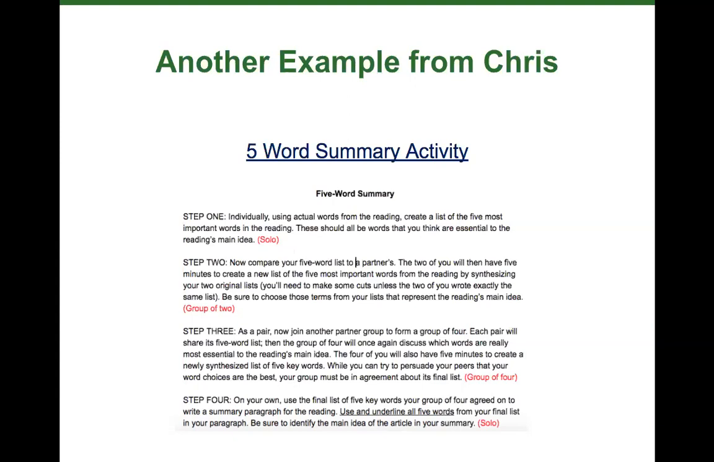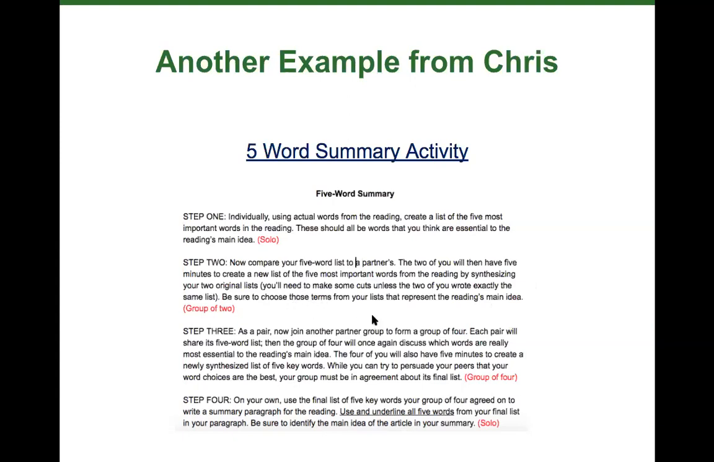Now find a partner. And now you and your partner have another 5 minutes to create a new list of the 5 most important words from the reading. So unless the 2 lists are identical, you're going to have to negotiate and argue and discuss which 5 words are going to come out of your partner team's work, your group of 2. So that is a really valuable experience for kids, to hear the 5 words from others and have to defend their words and maybe give up a word.